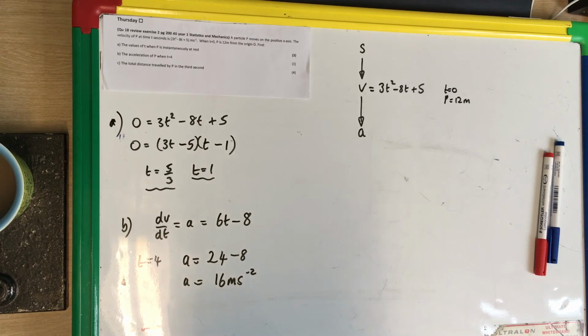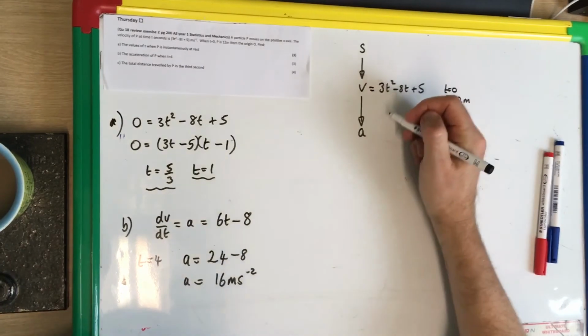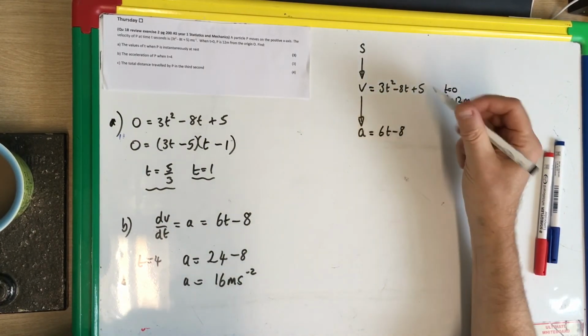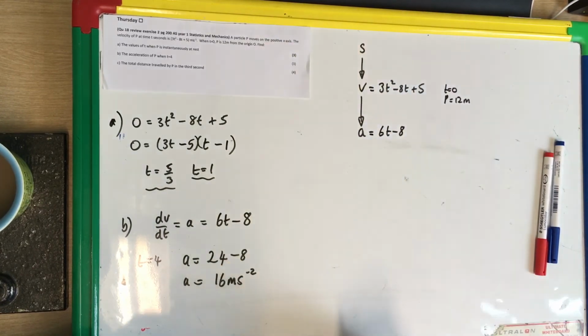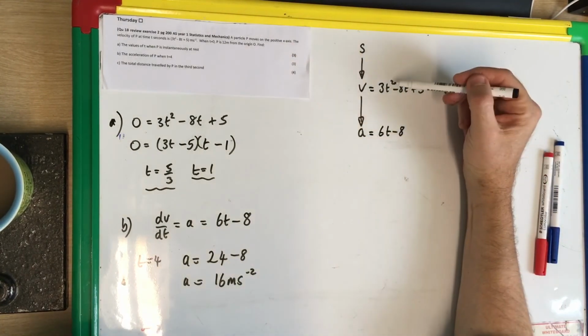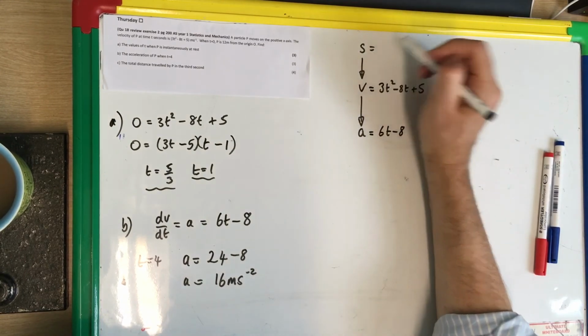And the total distance travelled by P in the 3rd second. So there is a bit more to it now. First of all, if we want the distance travelled, we need an equation with s, and to get to s, let's put this one in actually, because we worked out 6t minus 8. If we want to work to s, we've got to integrate up. So let's do that first of all. So we've got an equation for s.